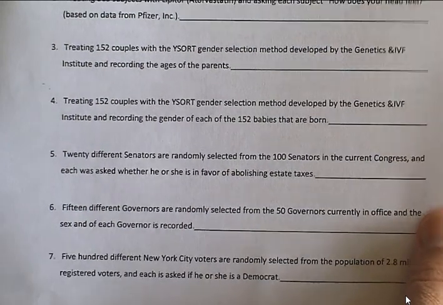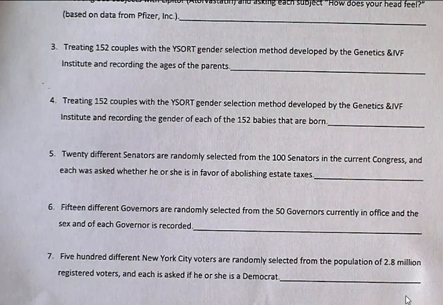Okay, number 4 says, I'm treating 152 couples with a Y-sort gender selection method developed by Genetics and IVF Institute, and I'm recording the gender of each of 102 babies that are born. Okay, so there is a fixed number of trials. We're doing it 152 times.